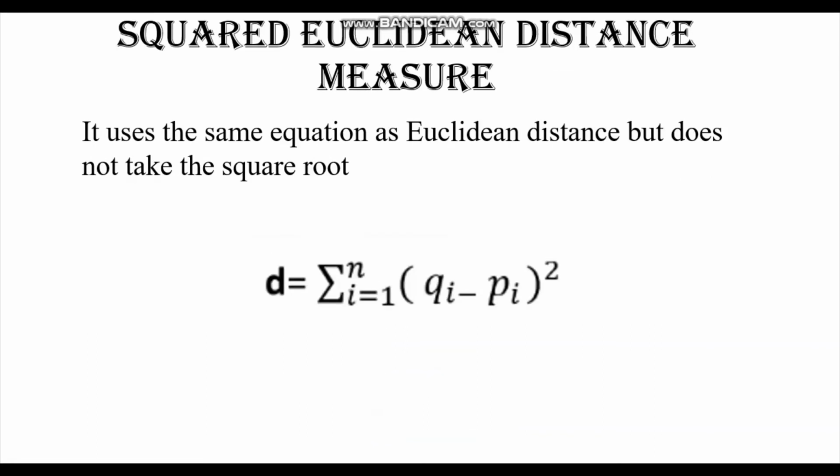The second method is the squared Euclidean distance measure. It uses the same equation as Euclidean distance but does not take the square root. So it is the same formula as the previous one, but you just remove the square root, and you calculate the data points' distance based on this method.